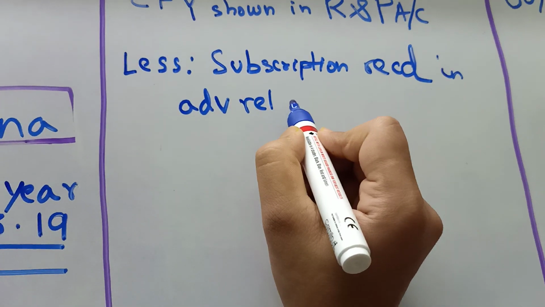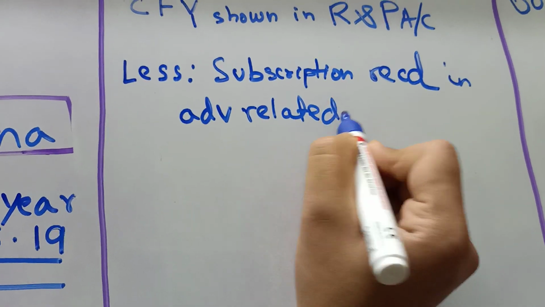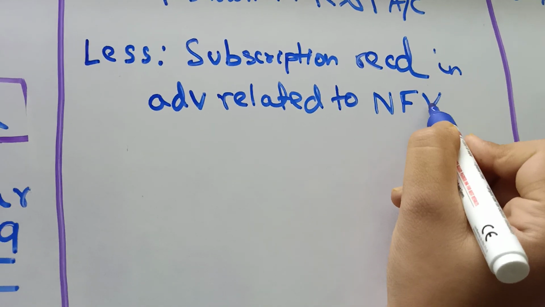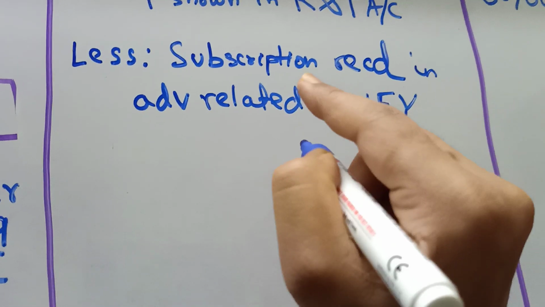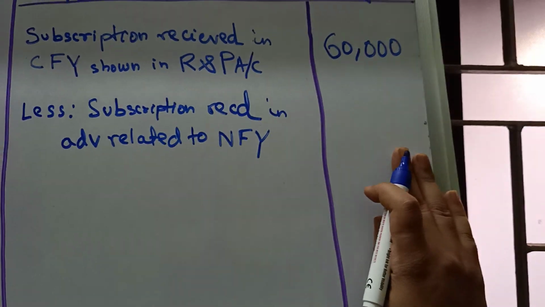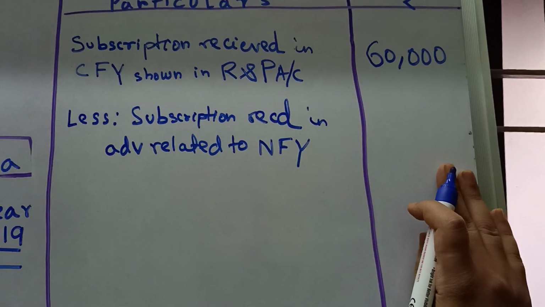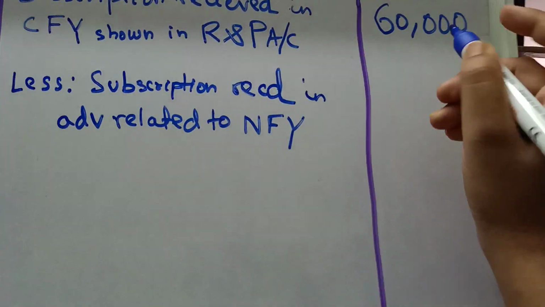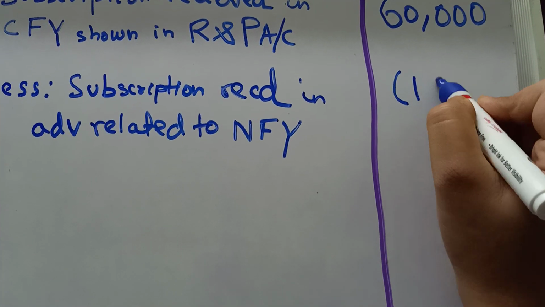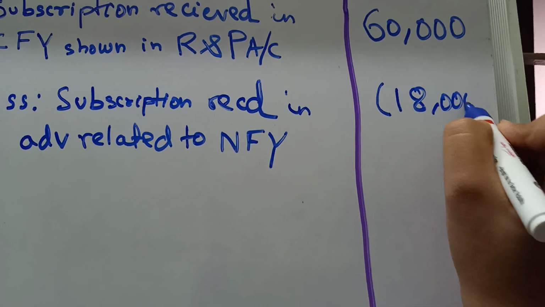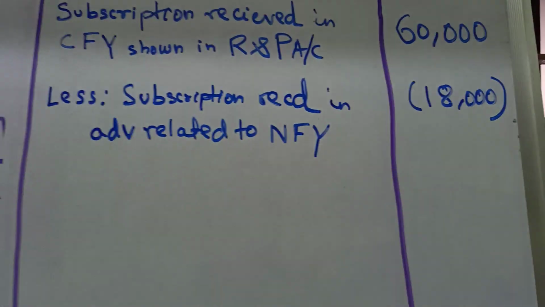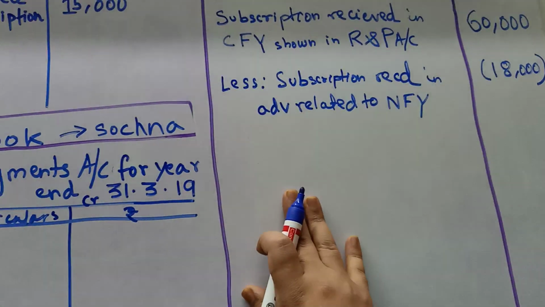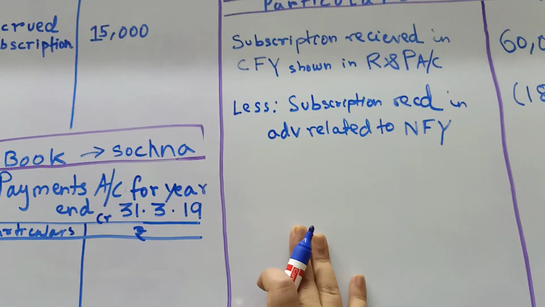This is related to next financial year, guys. So in any way this can never be considered as forming a part of subscription that can be booked in this financial year or this current financial year. Hence I am deducting 18,000. Clear? Now let's move to the second item.